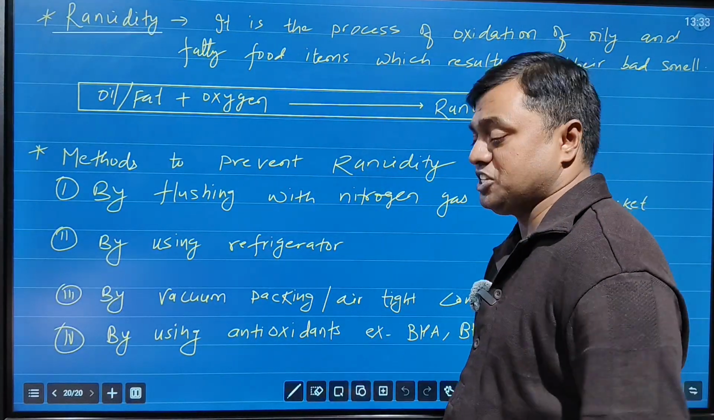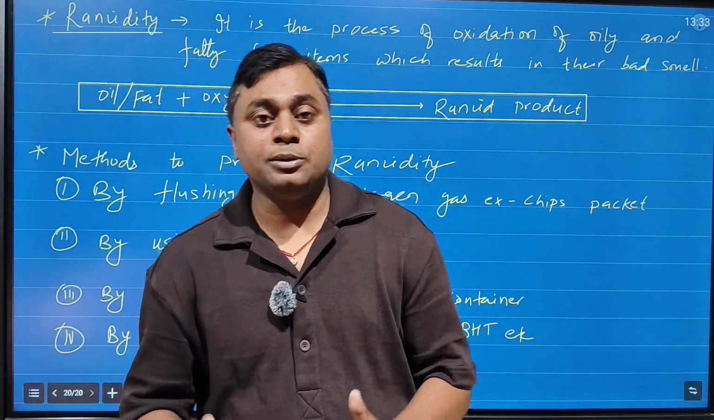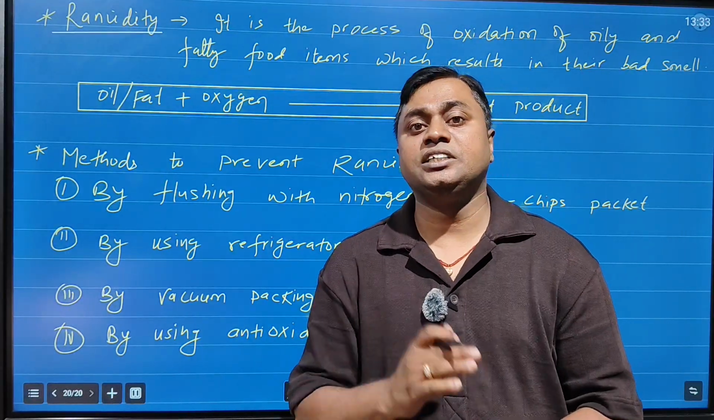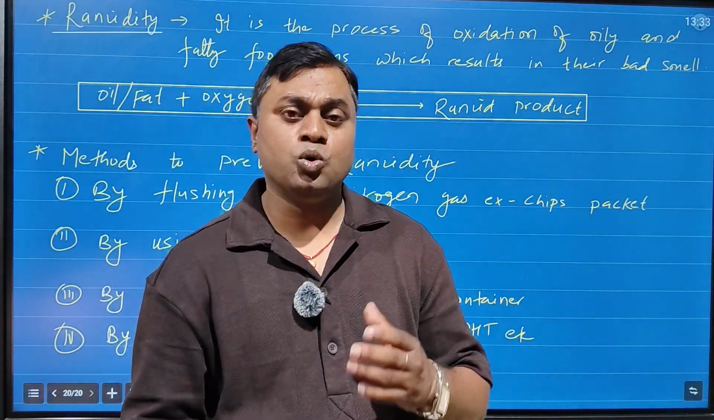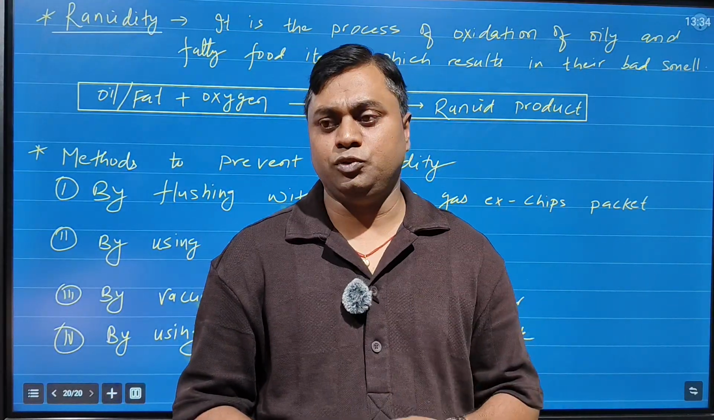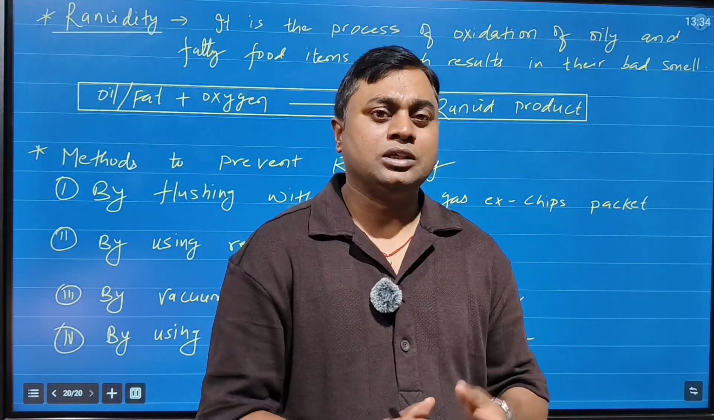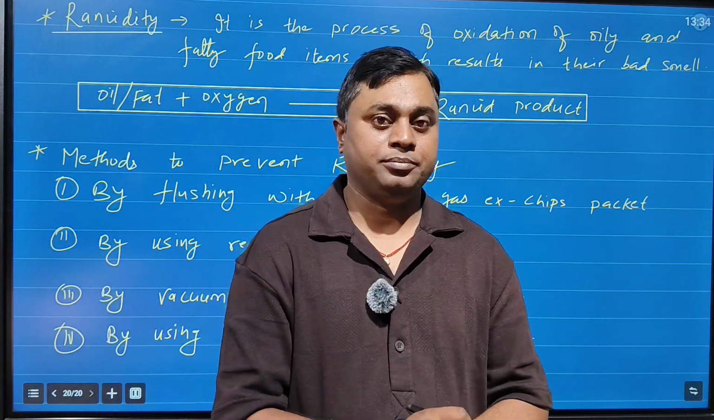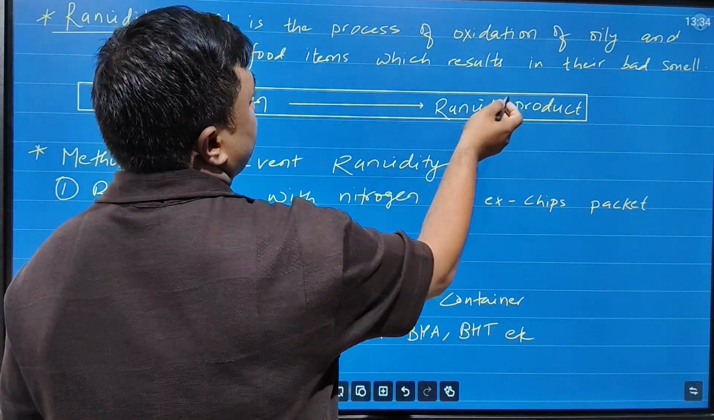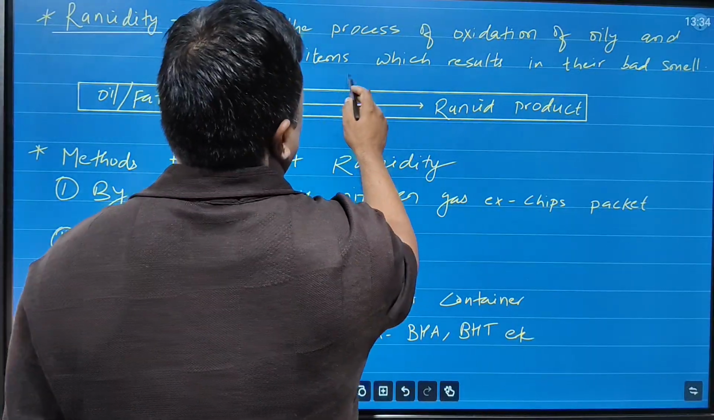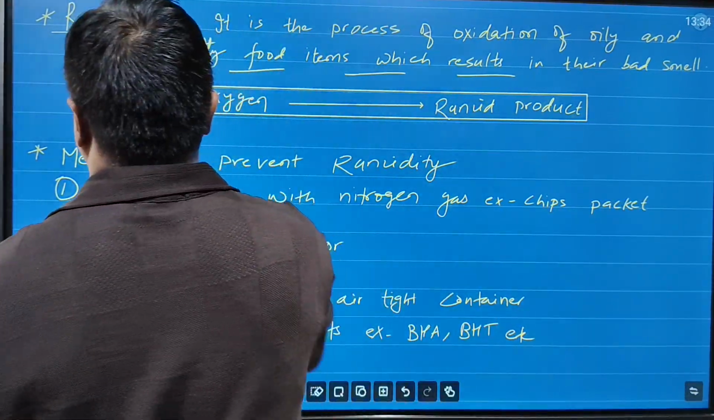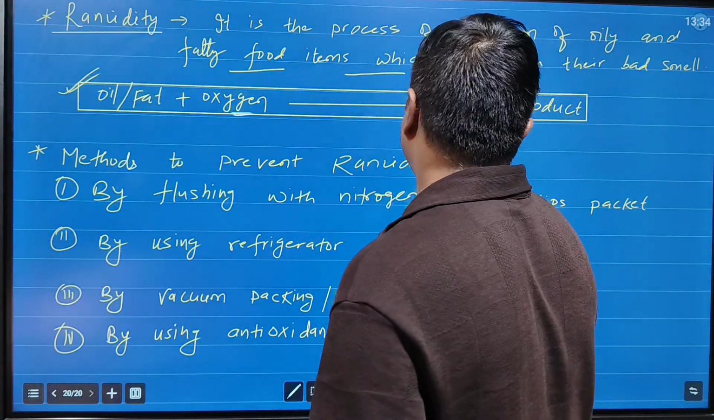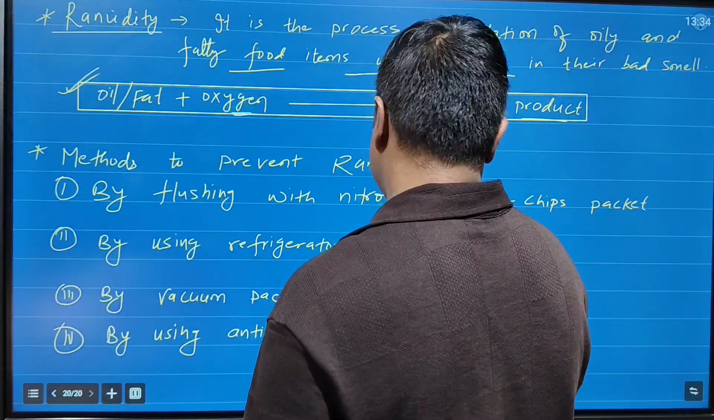The last topic is rancidity. Rancidity is a process of oxidation of oily and fatty food items, which results in their bad smell. You have observed that cooked chicken, mutton, or chips, if you leave them for a few days outside, some bad smell will start coming out of them. It is due to the oxidation of fatty acids present in them. So we can see the definition: the process of oxidation of oily and fatty food items which results in their bad smell is called rancidity. The equation we can write in this form: oil or fat plus oxygen gives you a rancid product.